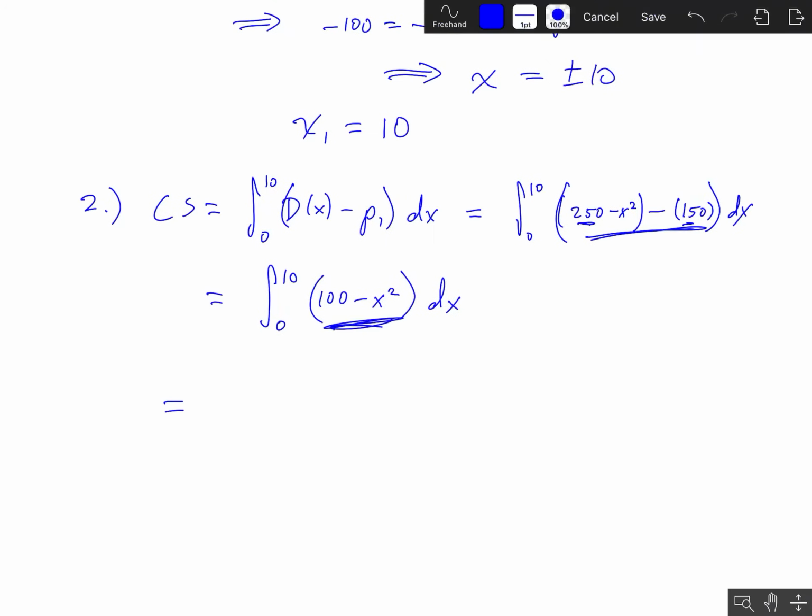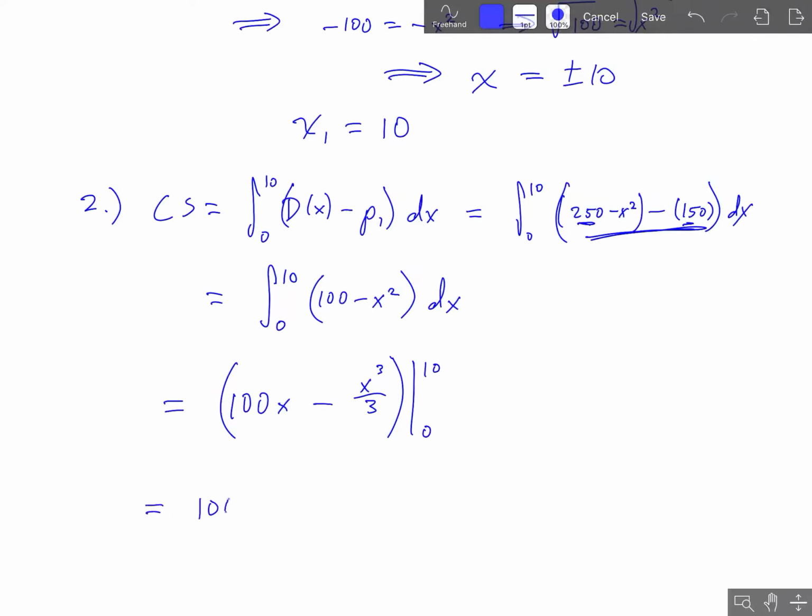And we do this in the usual way. I just want the antiderivative of this inside thing, and then I'll evaluate at the integral bounds. So the antiderivative of 100 is 100x. The antiderivative of x squared is x cubed over 3. So this is our antiderivative, and we're evaluating this from 0 to 10.